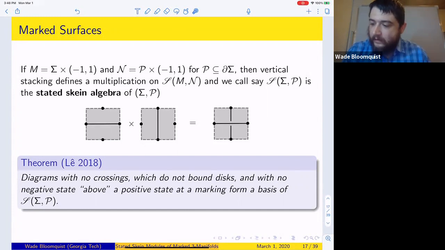But we have an analog of that multi-curve basis theorem for just original surfaces here, where we have diagrams with nice conditions on how the states behave on the boundary. But it's not particularly important. The idea is this is just a theorem that gives a basis for stated Skein algebras.